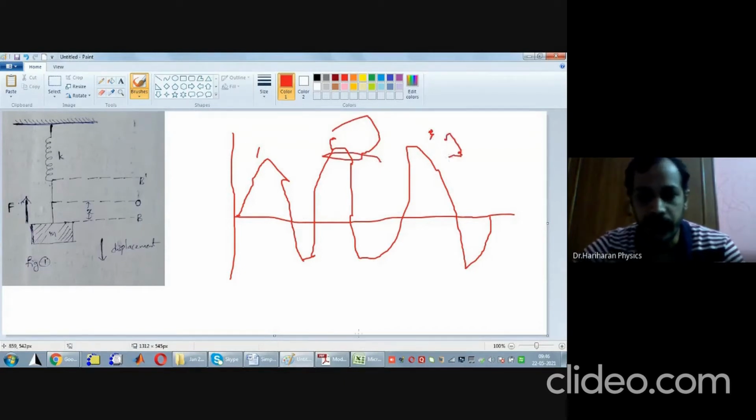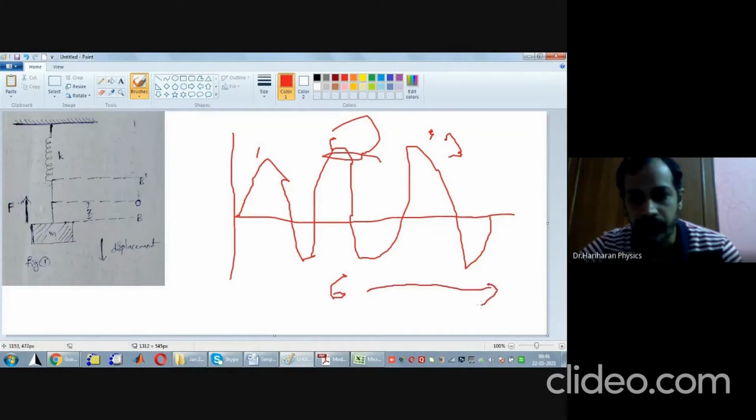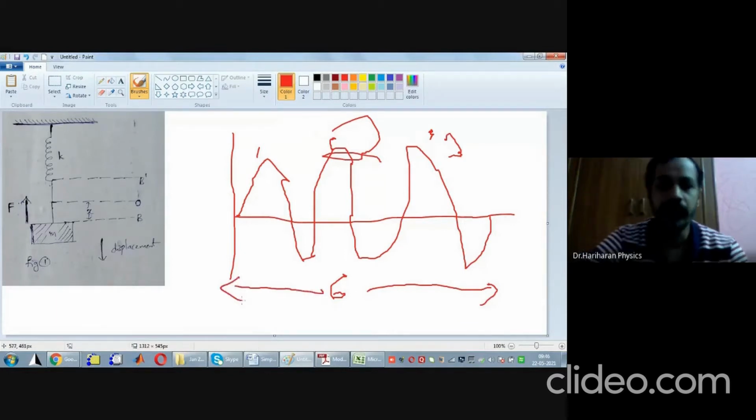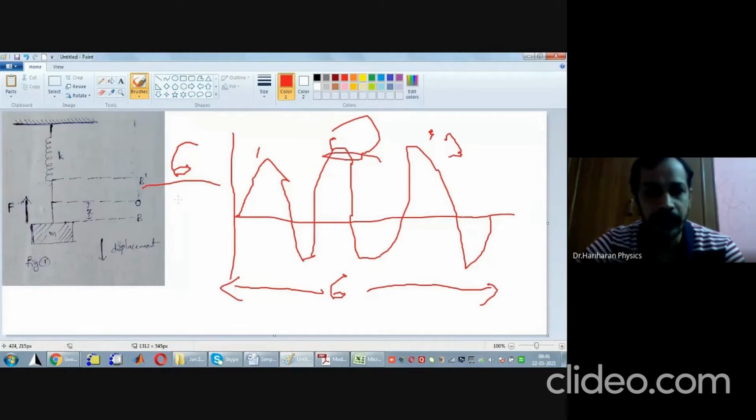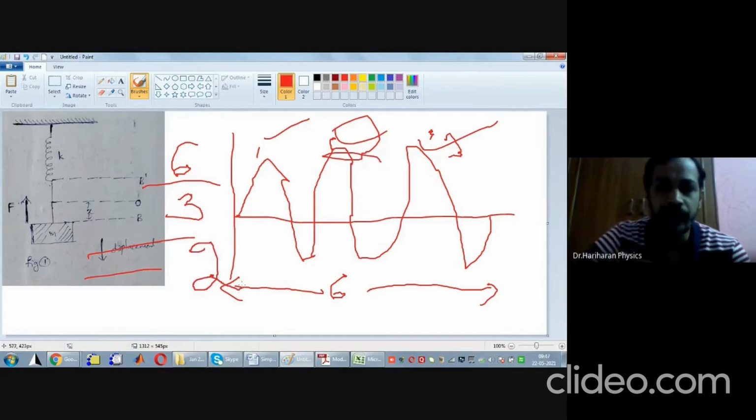Correct? If this duration happens to be, say, 6 seconds. Now look here. Suppose you take 6 divided by the number of pulses. How many pulses are there? There are 3. 1, 2, and 3. So 6 divided by 3 will give us 2. So what is 2? 2 seconds is the time period of one oscillation.